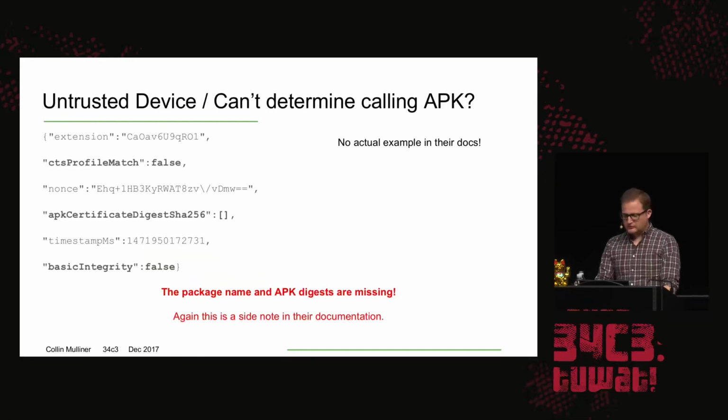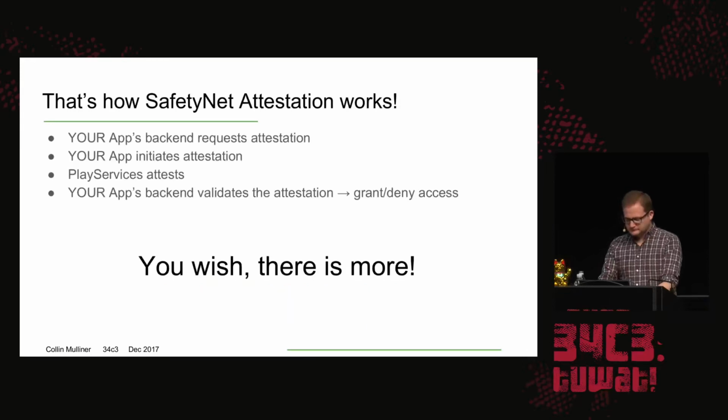This is one of the more interesting errors. It says we can't really determine which APK called the API. They also think the device is generally untrusted, so they removed a bunch of fields from this JSON response, which is very confusing if you implement this the first time, because you suddenly get broken data blobs back. And of course, this was not really documented.